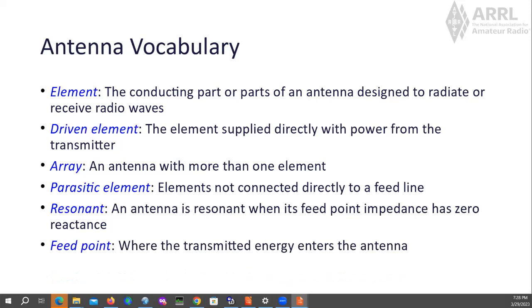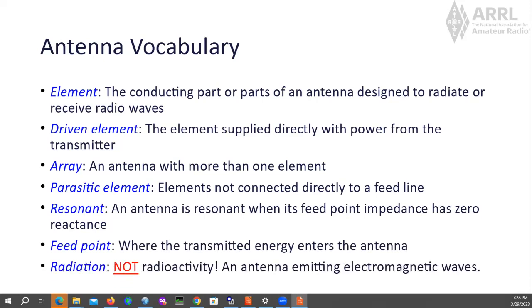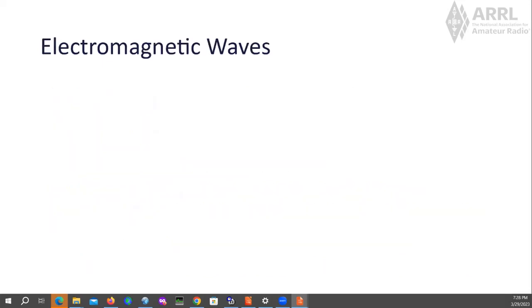Feed point, where the transmitted energy enters the antenna. Radiation, not radioactivity. An antenna emitting electromagnetic waves. Radio waves are electromagnetic waves.